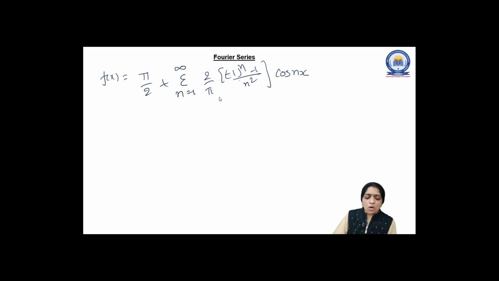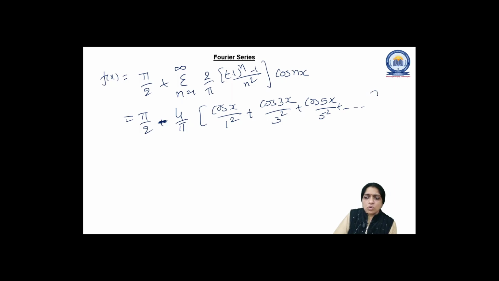So only the odd terms remain: pi by 2, plus for the odd term, this minus minus plus, and minus 2 times minus 2, this one is minus 4 upon pi. After substituting n equals 1, 3, 5, that is cos x upon 1 square, then plus cos 3x upon 3 square, plus cos 5x upon 5 square, and so on, because for every even n the second term will be 0. So this is the final half range cosine series for the given function.